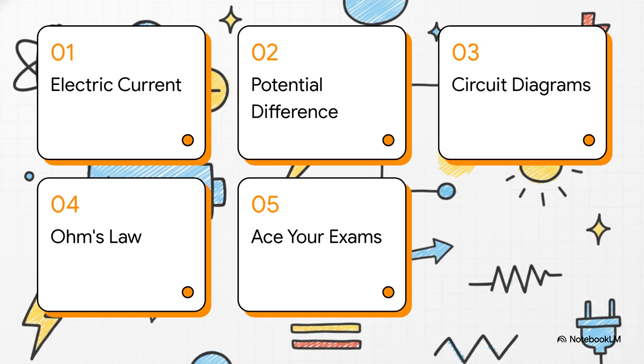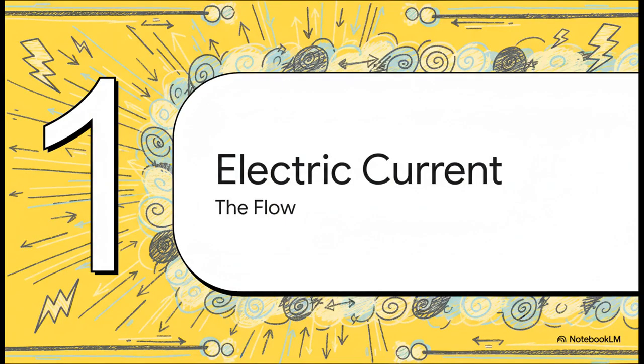So here's our game plan. First, we're going to look at what electric current actually is, the flow. Then we'll figure out what causes that flow, the push. After that, we'll learn the secret language of circuits. And finally, we'll tie it all together with the one rule to rule them all, Ohm's law. Let's jump right in. All right, first up on our list, electric current.